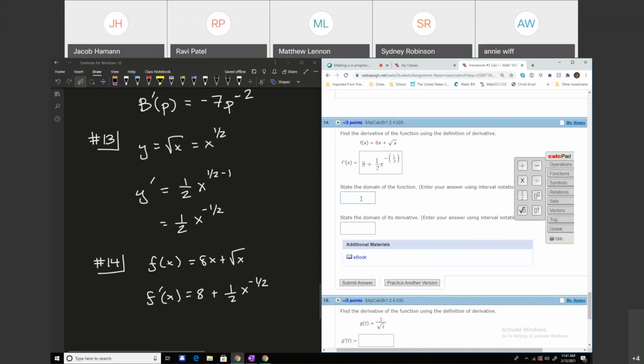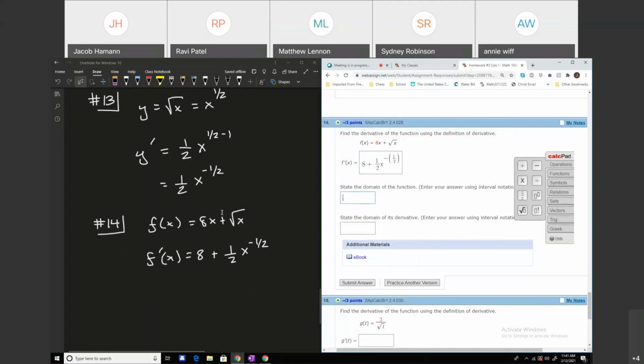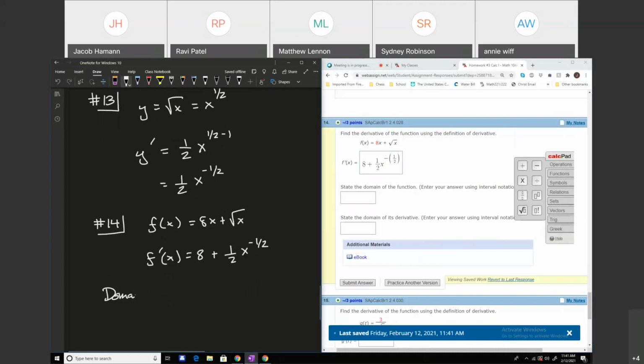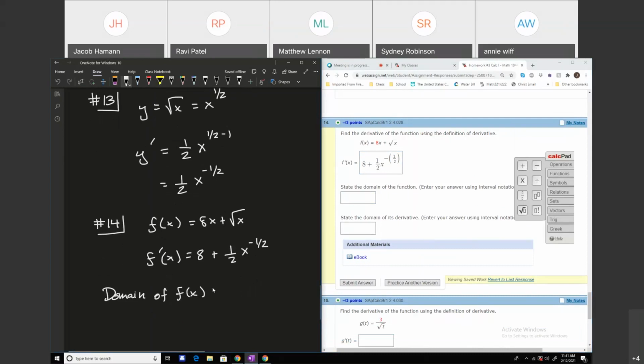The domain of the function, well, 8x is defined everywhere, but the square root of x, so domain of f of x, remember the square root is only legal for 0 and positive values. Once you take the square root of a negative, you get numbers that are not real, and we're just studying calculus of real numbers. So our domain of f of x is going to be 0 to positive infinity.